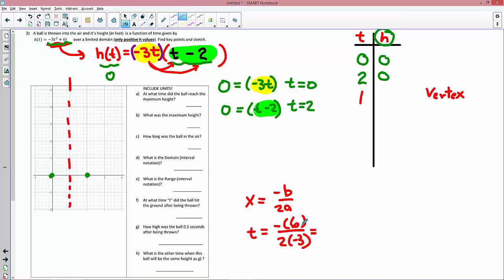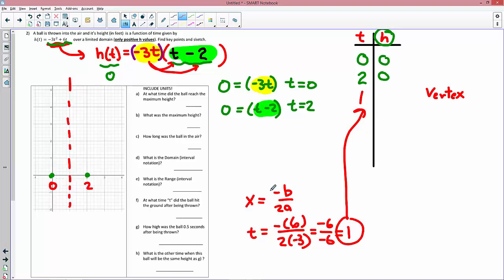All right, and what do I get? I get negative 6 over negative 6, which is equal to 1, which is no surprise at all because I'd already found it, because it's halfway between these two zeros. This is 0, this is 1, and this is 2, 3, 4. So I know it's right here.